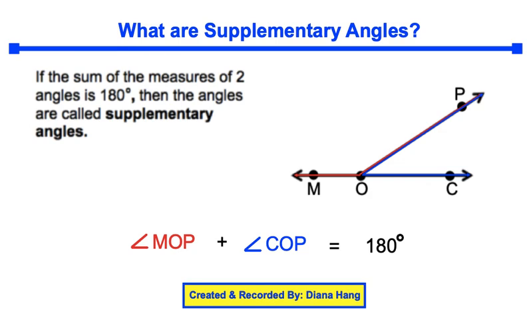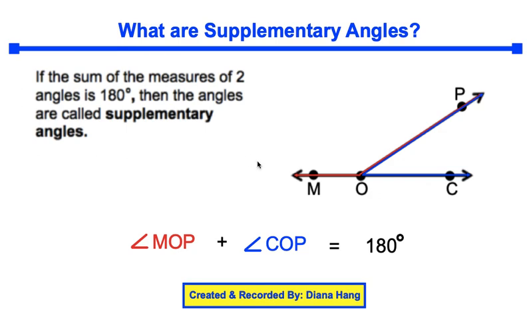In this video tutorial, we're going to talk about supplementary angles. Let's go ahead and start with the definition. If the sum of the measure of two angles is 180 degrees, then the angles are called supplementary angles.